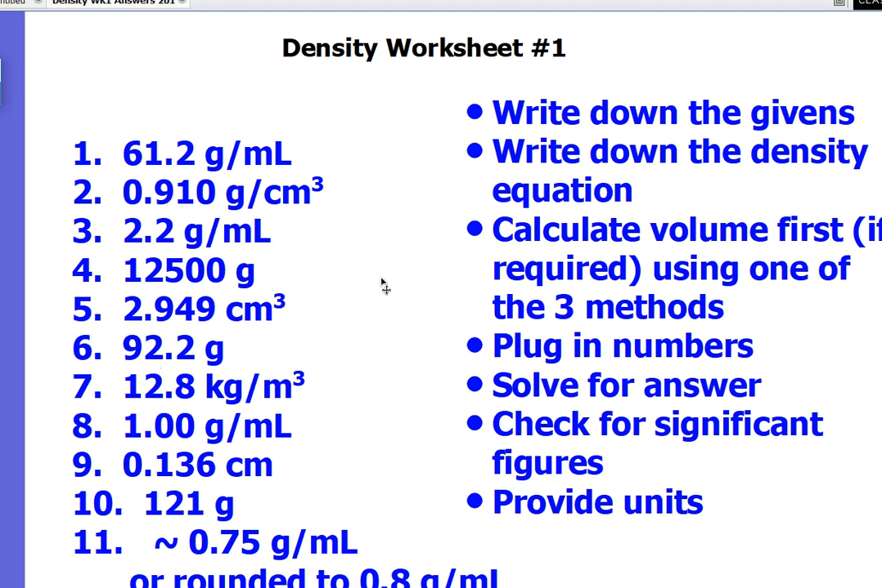If you have to calculate the volume, go through that process. Is it a rectangular prism, length times width times height? Is it a cylinder, pi r squared h? Is it volume by displacement, like the water went up and you have to subtract the two numbers first? Plug the numbers in, solve, and then worry about significant figures and never forget, provide units.